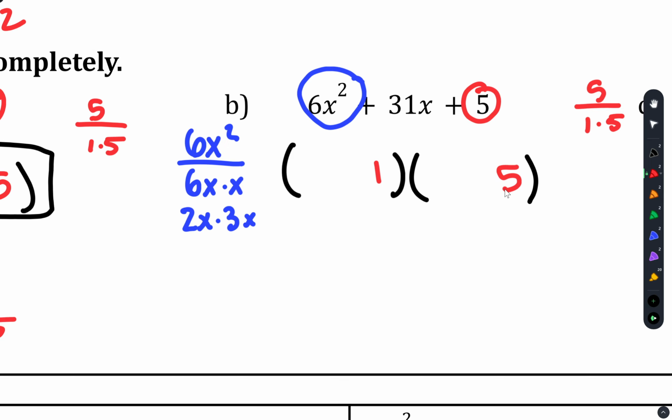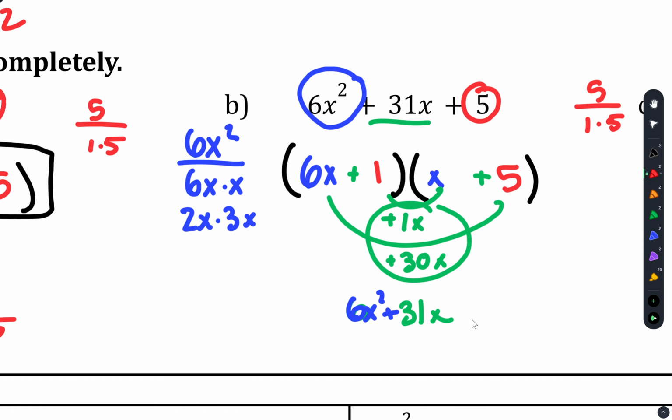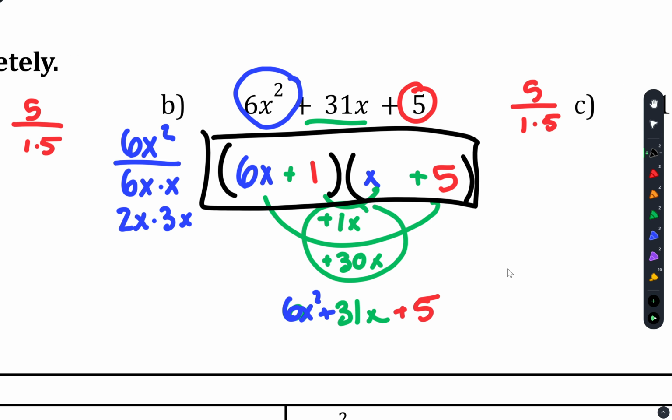What do we think we want to put in here? 31, pretty big number. So I'm thinking maybe I use the bigger numbers. What do you think? 6x and x? Let's try it. We're going to distribute. Am I going to be able to get 31? Looks like it. Both positives here. And check our work. Ooh, hello. And we're good. So far, so good. Okay, here's another one.